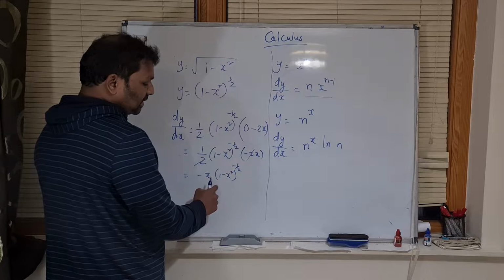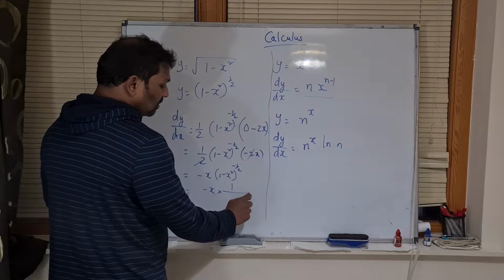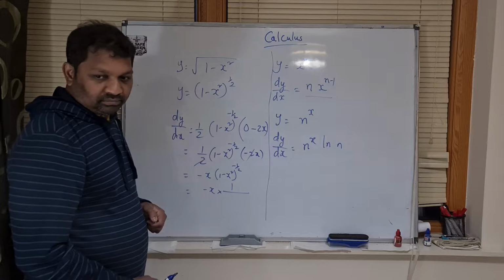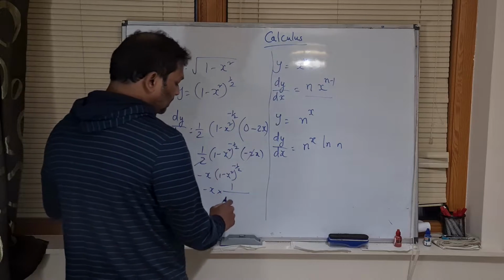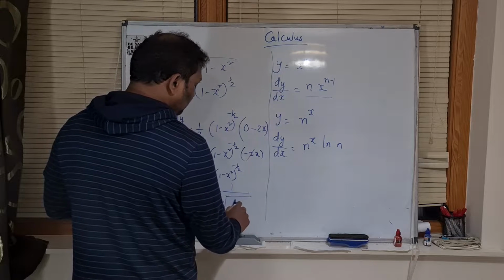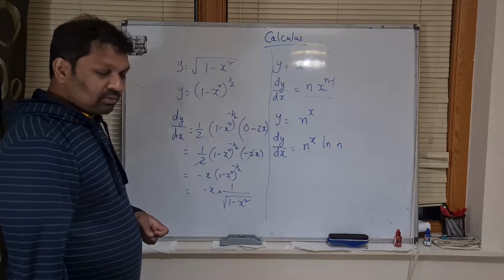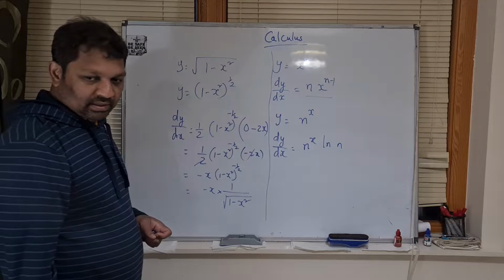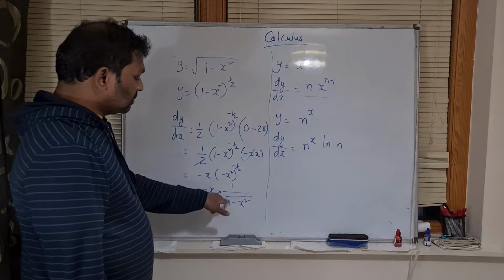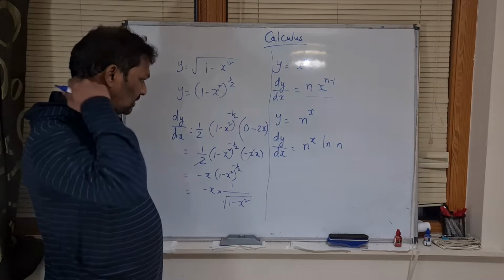Okay. So this can be written as, if you want, minus x into 1 by 1 minus x square whole to the power of 1 by 2. Isn't it? The same thing. Did you understand? Or do you want me to explain? You understand, right? So this is the simplified form. Or else maybe you can write it as minus x by square root of 1 minus x square.